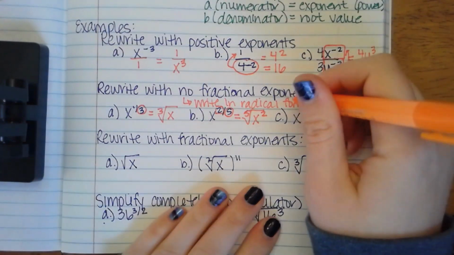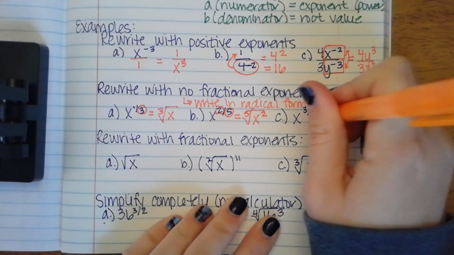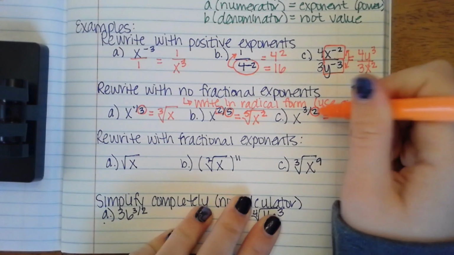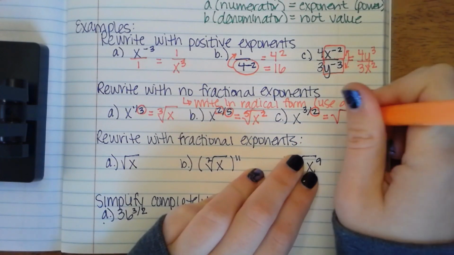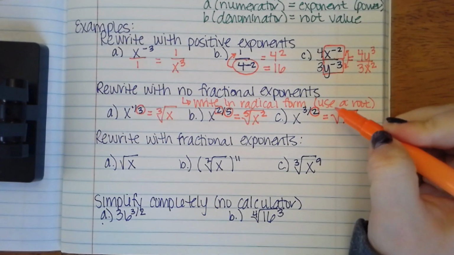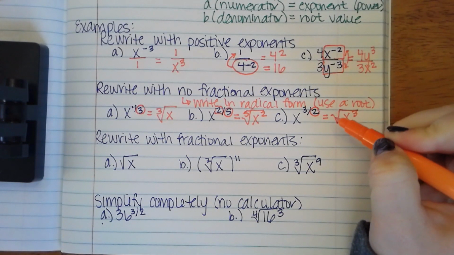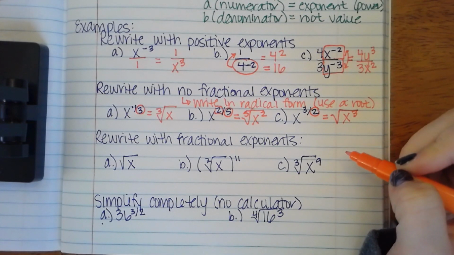Okay, and then last but not least, we have x to the 3/2 power. So our number out front, our denominator, is 2. So we're going to take the square root of x to the 3rd. Again, you could put the 2 inside the radical here, but we do not need it because without it, we just assume it is the square root.